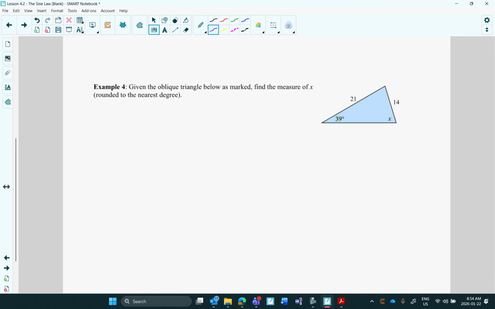So here we have an example. We see that we're given a side and its angle opposite, which means we can use sine law. So I'm going to set it up 14 over sine 39. But the other fraction on the other side of the equal sign will be 21 over sine x. So this time the unknown is the angle, not the side. And whenever you're finding an angle using trig, you should be thinking to yourself, at the end, I have to use sine inverse.